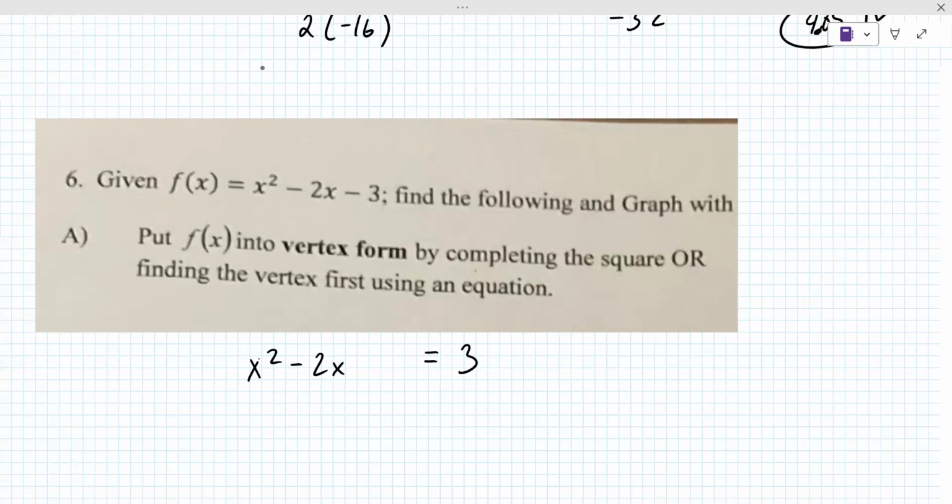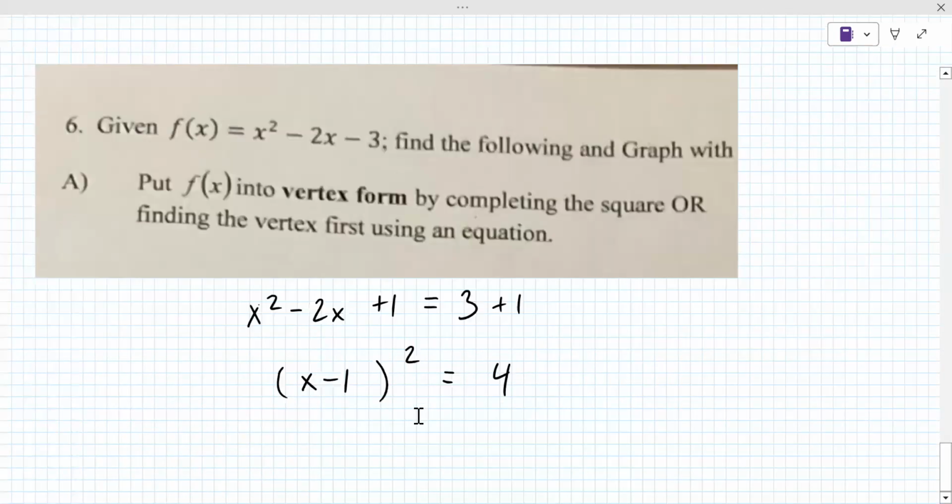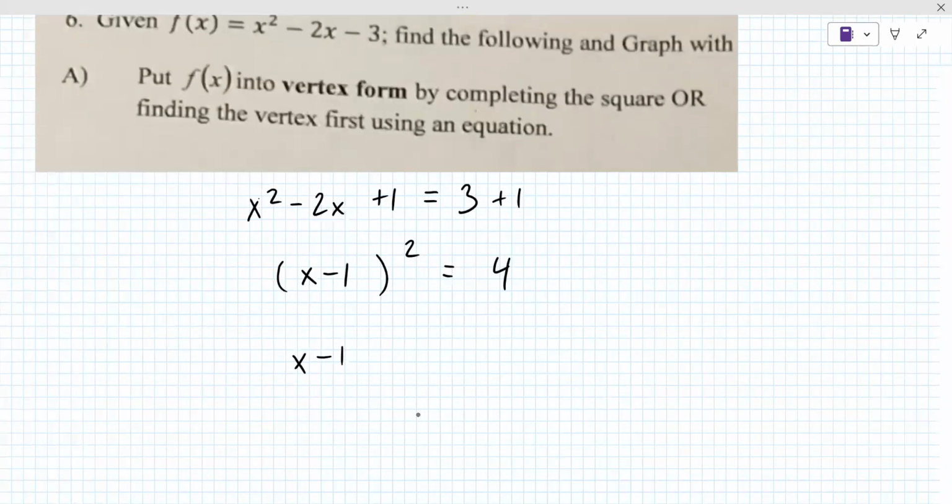I got plus 1, plus 1, blank. What goes in parentheses down here? X minus 1 squared. Good. And then you're going to move this 4 back for that. So x minus 1 squared minus 4, bring down the f of x.